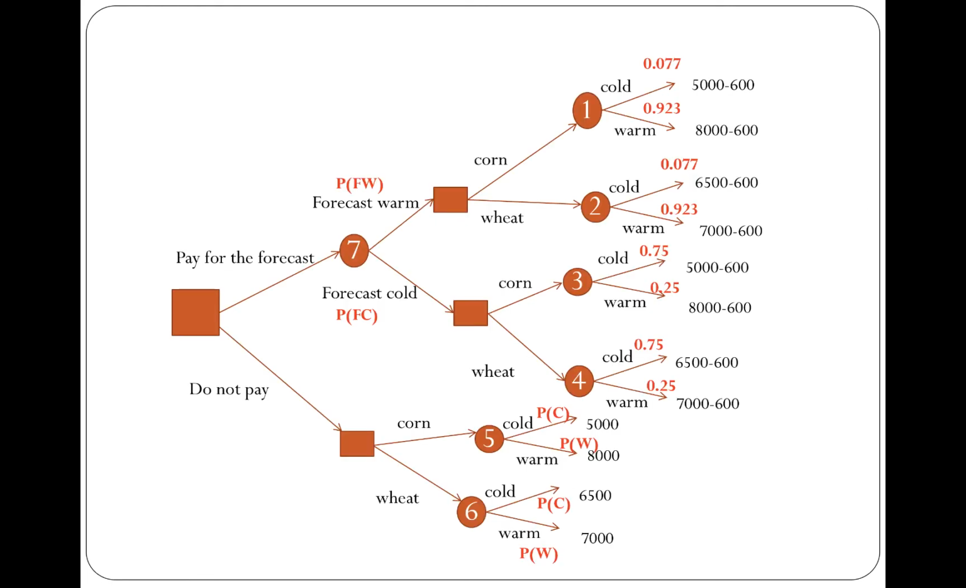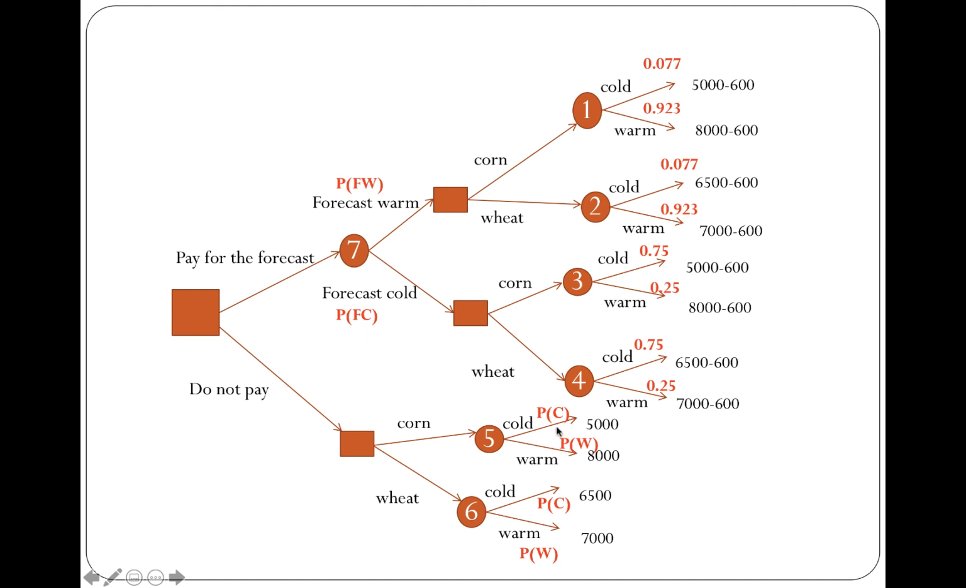Now let's go back to the decision tree and put the probabilities that we calculated on the corresponding branches. This is the probability that the weather is actually going to be cold, given that the forecast says it's going to be warm. That's 0.077, and this is the probability that the weather is actually going to be warm if the forecast said it's going to be warm, and that's the 0.923 that we've just calculated. These two branches have similar probabilities, and I put them here. The other branches that need probabilities are these four at the bottom, and the probability that the forecast says warm and the probability that the forecast says cold.